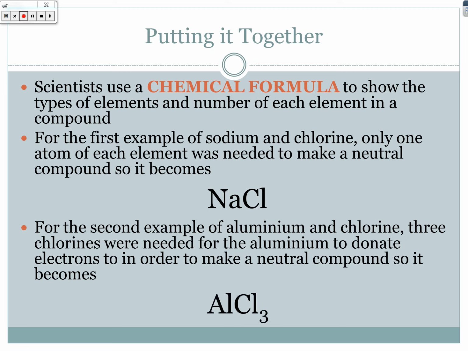So it becomes AlCl3, meaning that aluminum lost 3 electrons, and in order to lose all 3 of them, it required 3 chlorine atoms to do this. So we put this little 3 at the bottom next to the chlorine to signify that there were 3 chlorines for every 1 aluminum.